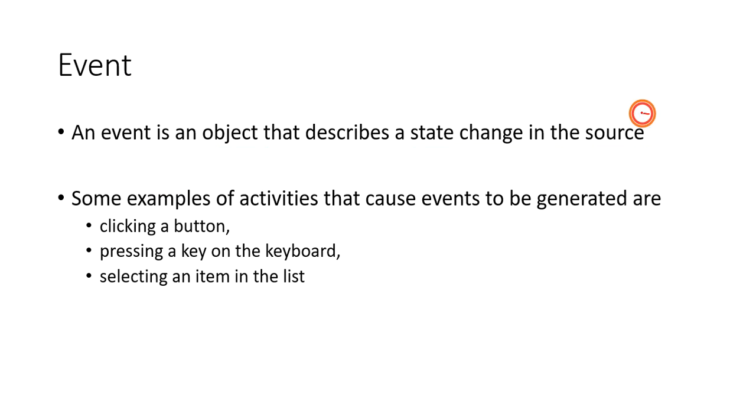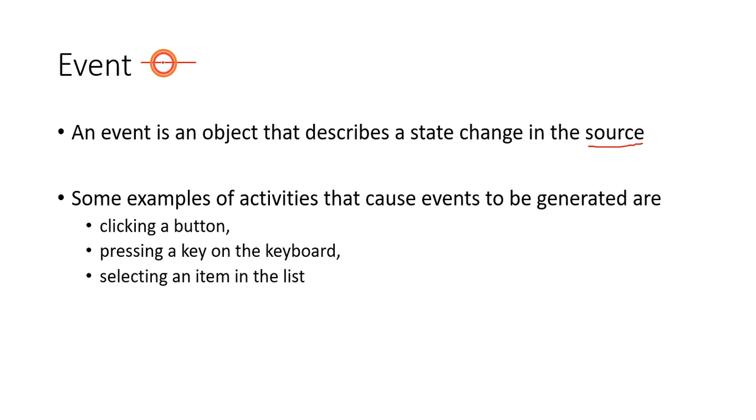Let's come back to this source later. What are the different examples of events? Clicking a button. Using your mouse, if you are clicking the button of the mouse, that is an event. If you are pressing any key on the keyboard, that is an event. Or from a drop down box or list box, you are selecting an item. All these are examples of events.